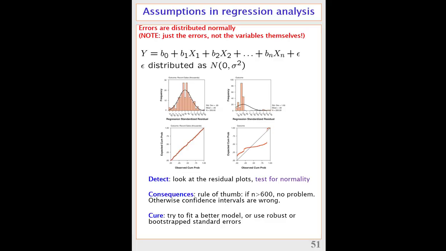And luckily, it's even less bad than that because the rule of thumb is, well, as long as you have a large sample and over 600, don't bother. Even if it's not normal, forget about it. It's not so bad. If it would be a real problem, then what would happen is that your confidence intervals are not right. So the bias is not an issue. The standard cure is obviously, again, try to fit a better model, or, once again, use these robust standard errors or these bootstrap standard errors. That was a solution for heteroscedasticity. It's also a solution for non-normality.